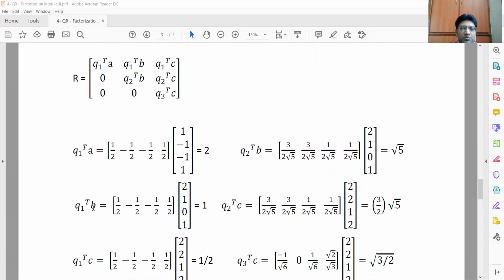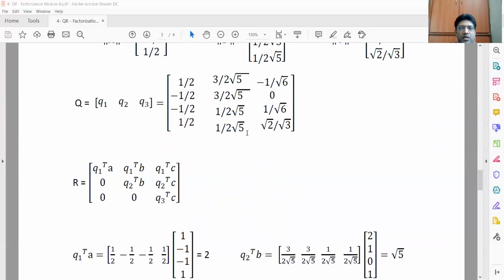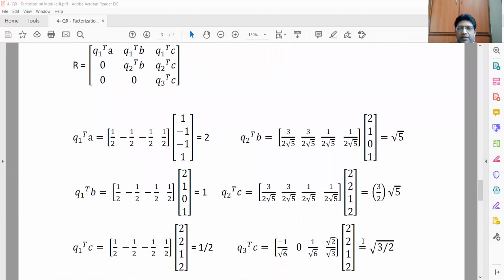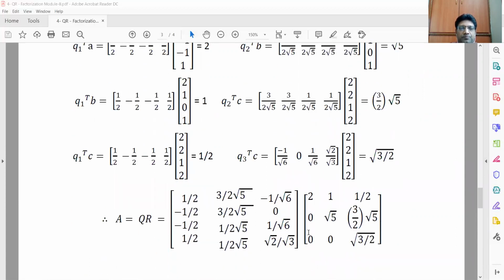Similarly, Q1 transpose B, Q1 transpose C. Next, Q2 transpose B. Q2 transpose means this second column vector, we are taking it as Q2. So its transpose is this one. Multiply with the vector B. Then you will get 6 by 2 root 5 plus 3 by 2 root 5 plus 0 plus 1 by 2 root 5. You will get root 5. In the similar way, calculate Q2 transpose C and Q3 transpose C. Then finally, write that R is this one.